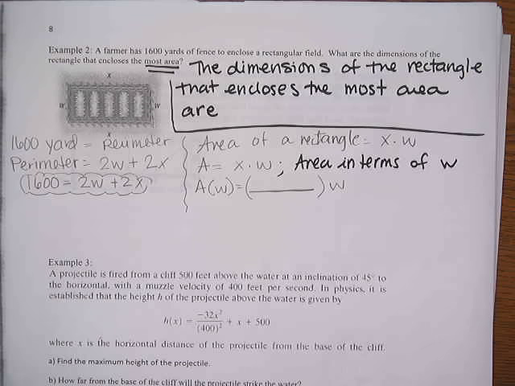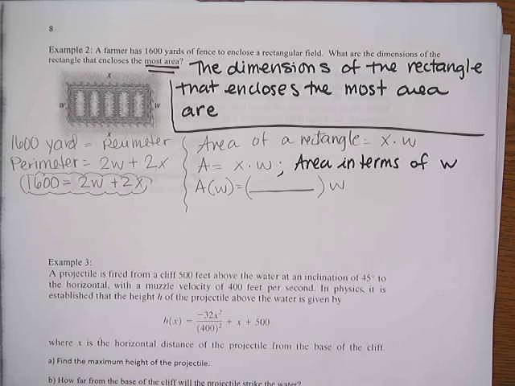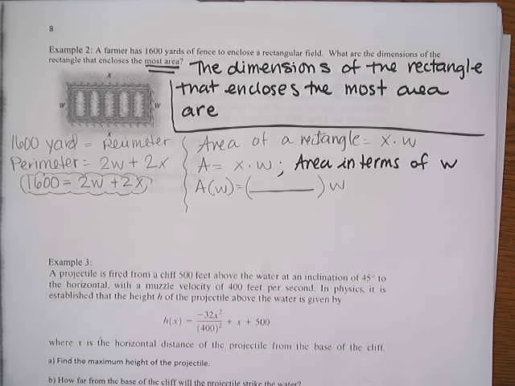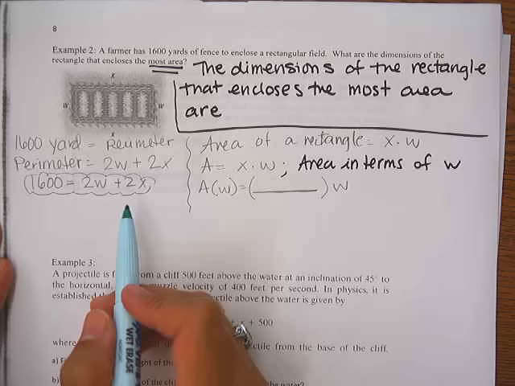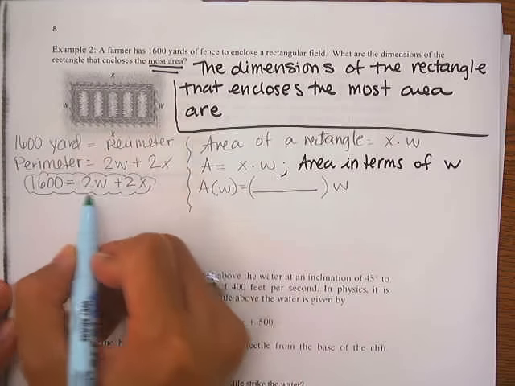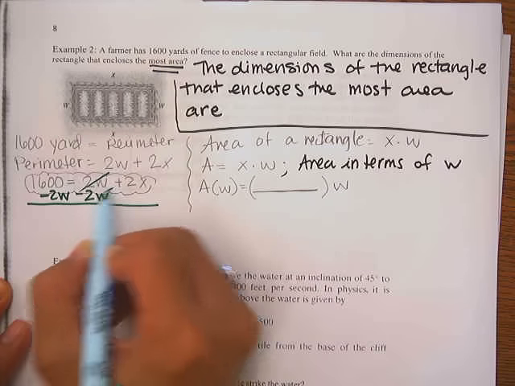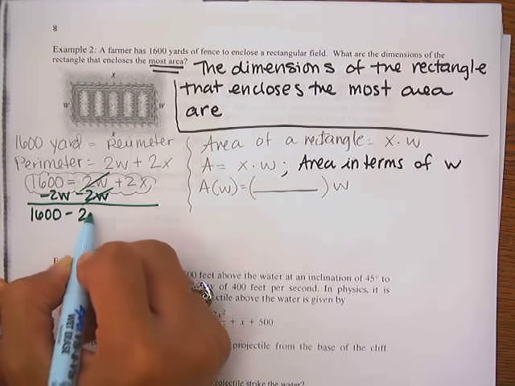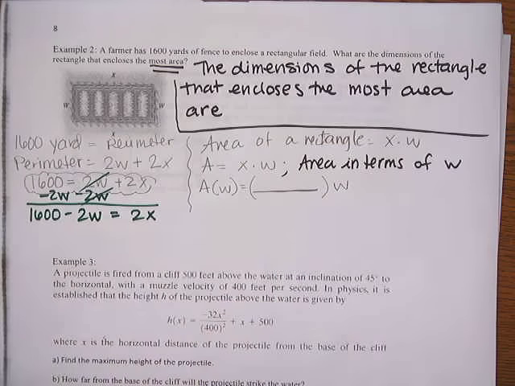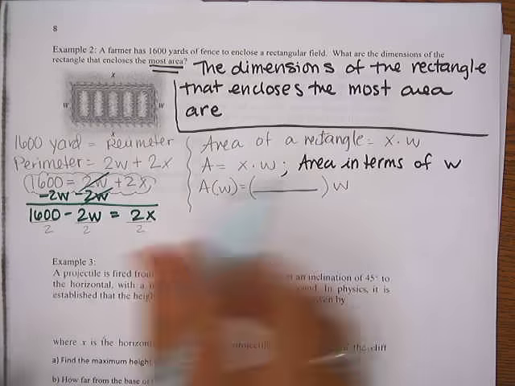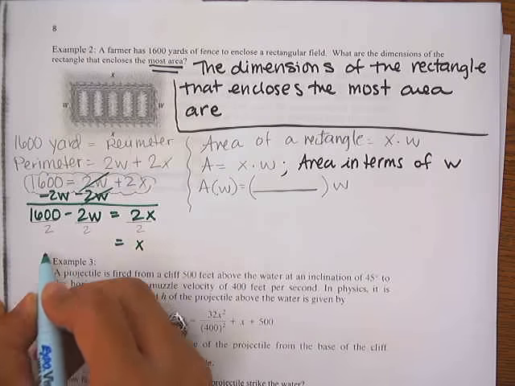Well, is there another equation that we can maybe solve for x? Oh, you mean like this equation over here? Sure, let's use that to solve for x, okay? So because this has an x and a w, let's solve for it. To solve for x, I'm going to subtract 2w from both sides. So 1600 minus 2w equals 2x. We are now going to divide each and every term by 2. So x is 1600 divided by 2 is 800.